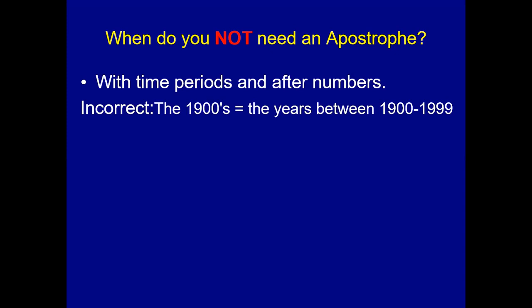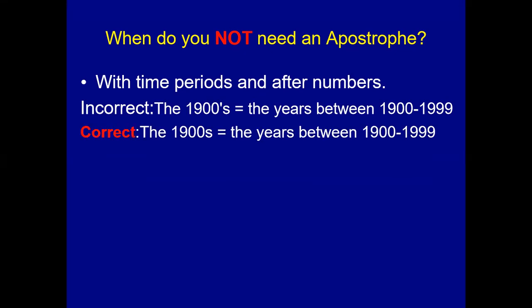In a few cases like the 1900s, 1990s, it means the years between 1900 and 1999. So it's better if you write S without an apostrophe, and it means 1900 to 1999.